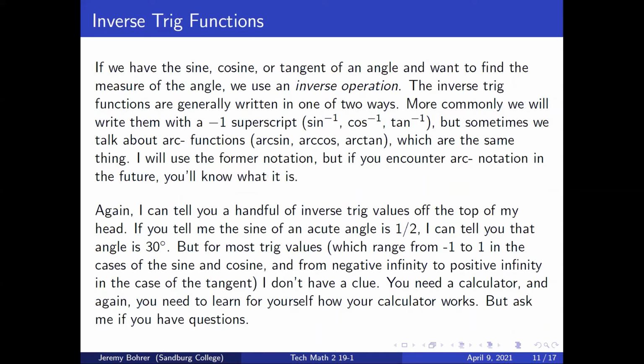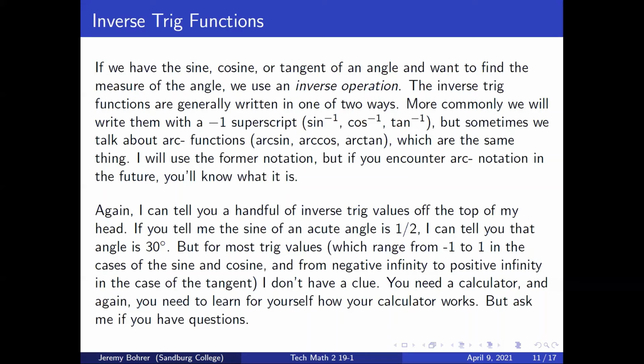If we have the sine, cosine, or tangent of an angle and want to find the measure of the angle, we use an inverse operation. The inverse trig functions are generally written in one of two ways. More commonly, we will write them with a -1 superscript. And we read these as sine inverse, cosine inverse, and tangent inverse. But sometimes we talk about arc functions, such as arcsine, arccosine, and arctangent, which are the same thing. I will use the former notation, but if you encounter arc notation in the future, you'll know what it is.